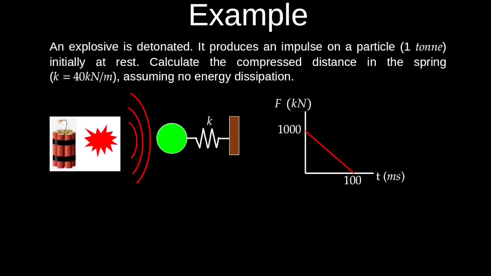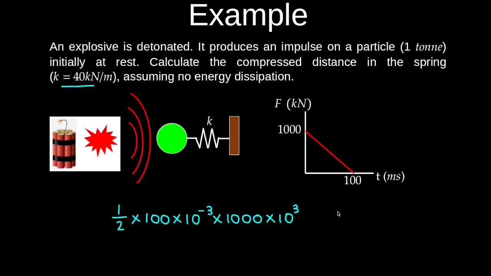An explosive is detonated and it produces an impulse on a particle weighing 1 ton, which is initially at rest. And we're asked to calculate the compressed distance in the spring, which has the following stiffness, assuming no energy is dissipated. So first, using the impulse and momentum theorem, the impulse is the area under the force time curve, which is half the base of the triangle, converted to seconds, by the height, which is the force, which we convert to newtons.